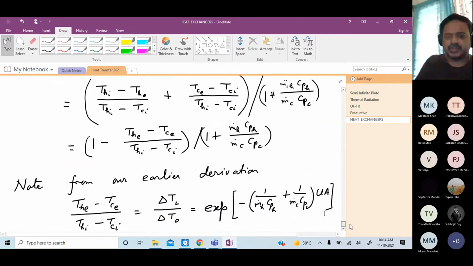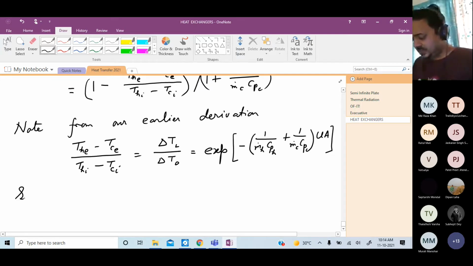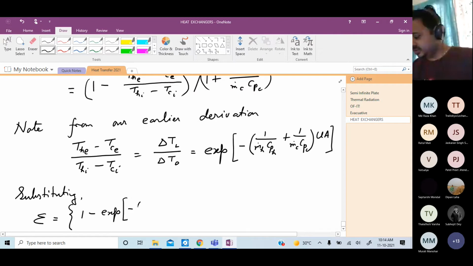So let's come down to where we were. Okay, so we have derived this before. So if you substitute this, we will write epsilon equals 1 minus exponential minus 1 plus m dot h CPH divided by m dot c CPC times UA. Why did I do this? Because I wanted to write it in this manner.